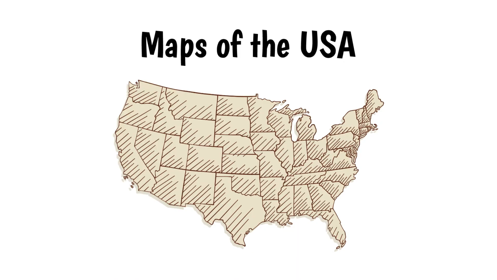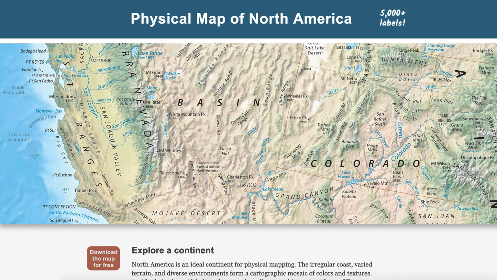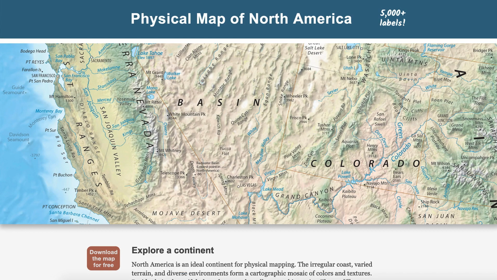Maps of the USA. Since we're discussing the resolution of the Natural Earth files, I need to mention the US ones. Most of these are big enough that the output resolution shouldn't be a problem. Here's a summary. Physical map of North America. This file also shows Canada, Mexico, and Central America. It's 45 inches wide at a resolution of 350 ppi. The CONUS part is about 25 inches wide at 350 ppi. It's a geotiff, so it can be used in QGIS.